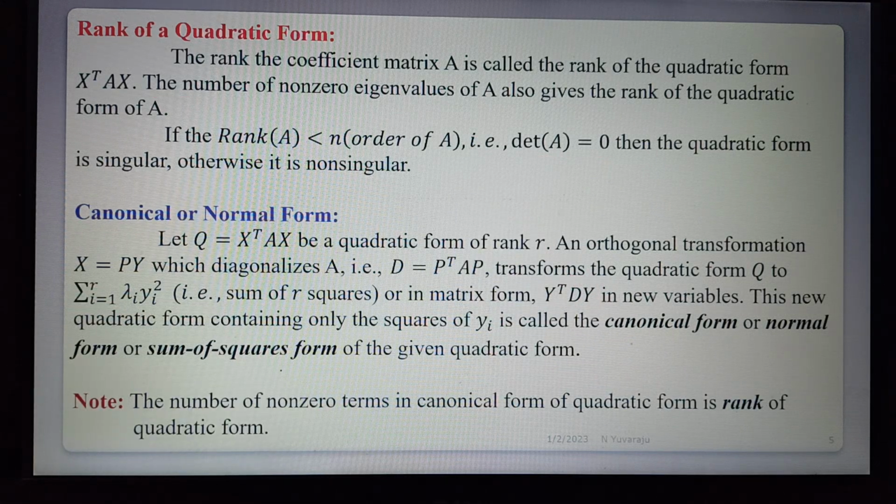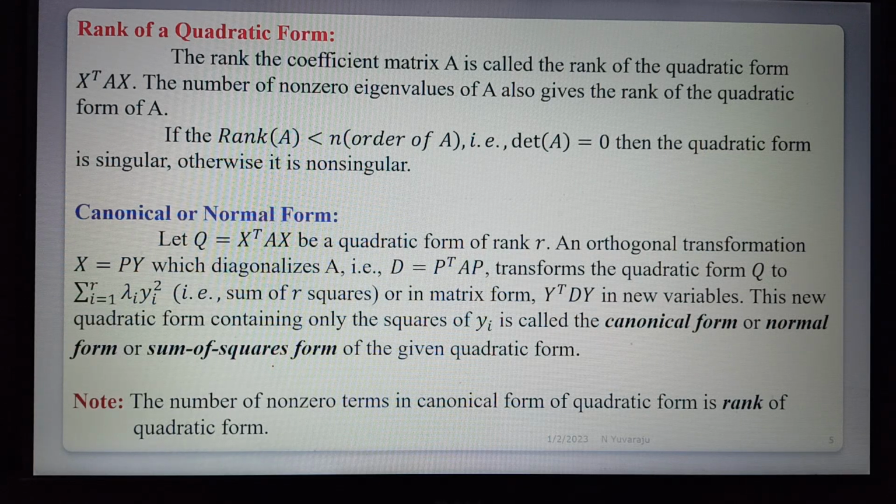This is one of the notes. The number of non-zero terms in the canonical form of a quadratic form is the rank of the quadratic form. This is also one of the definitions. The rank of the matrix A is equal to the rank of the quadratic form. Another one: the number of non-zero eigenvalues of A is also the rank of the quadratic form.